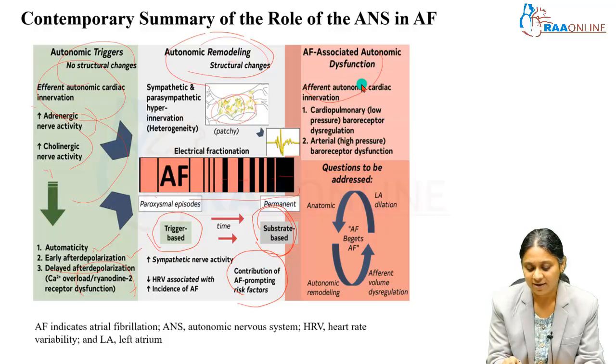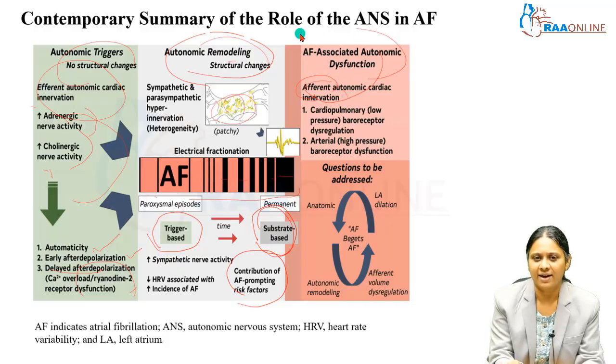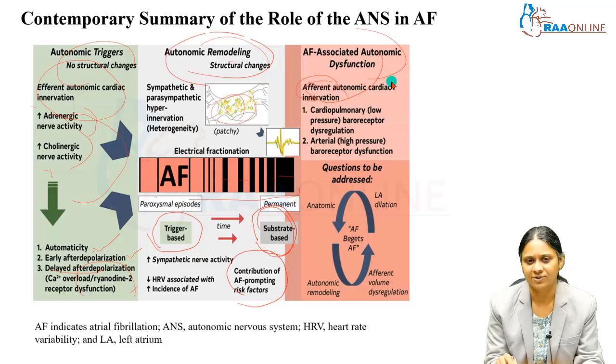So, followed by later, this is afferent autonomic cardiac innervation resulting in AFib associated autonomic dysfunction as a baroreceptor dysregulation, because of cardiopulmonary low pressure baroreceptor or arterial high pressure baroreceptor, resulting in atrial fibrillation persistence. So, this is why we call it AFib begets AFib.